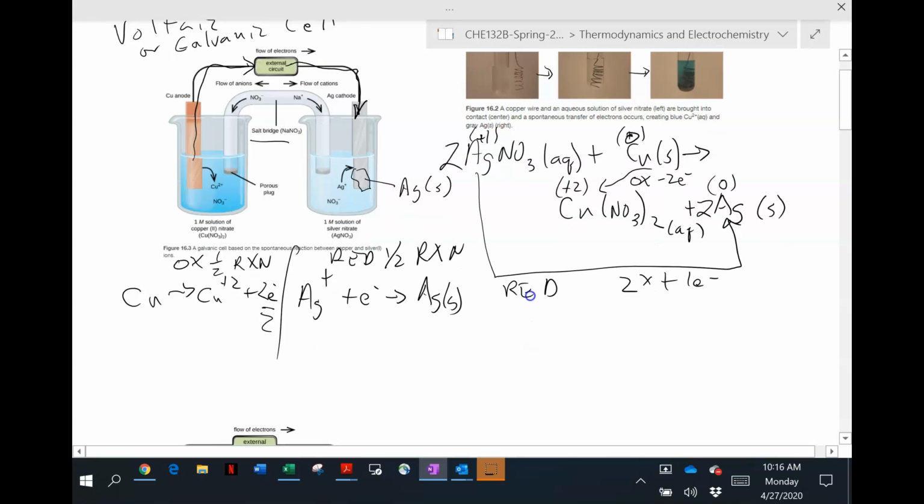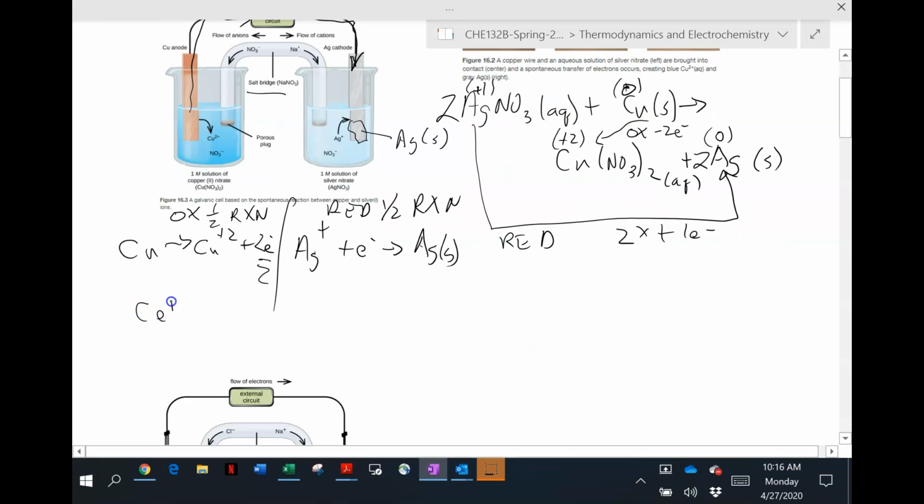Now, there is a thing called cell notation. One of the objectives for you is to be able to go from cell notation to a description of the reaction, to a calculation of the cell potential, to maybe a diagram of the galvanic or voltaic cell, or the electrolytic cell, as we'll see later. In cell notation, you always have the anode reaction first, then two lines signifying the bridge, and then the cathode on the right-hand side.